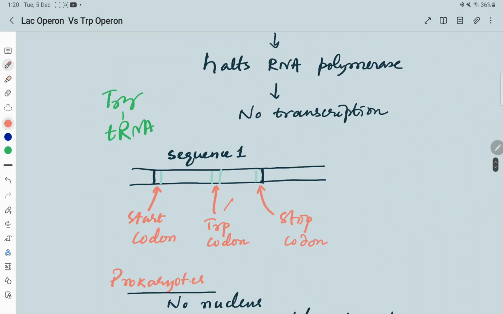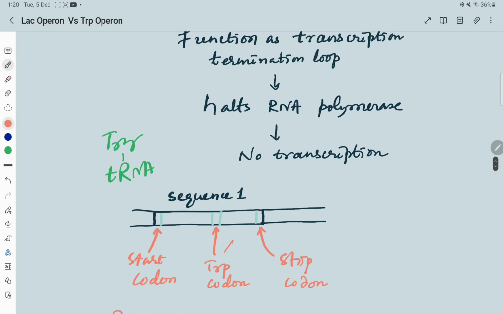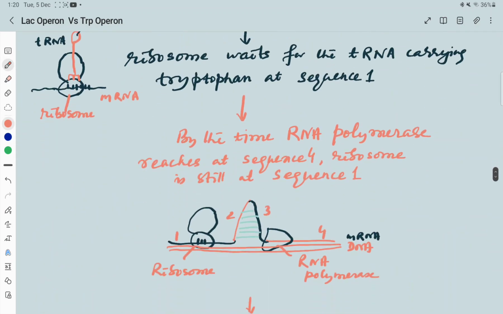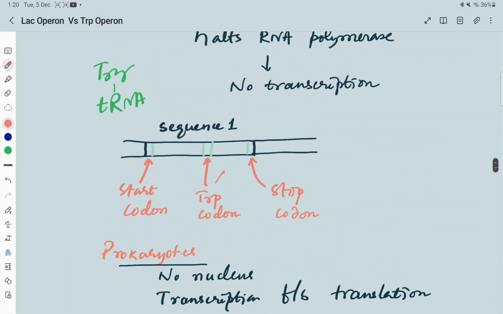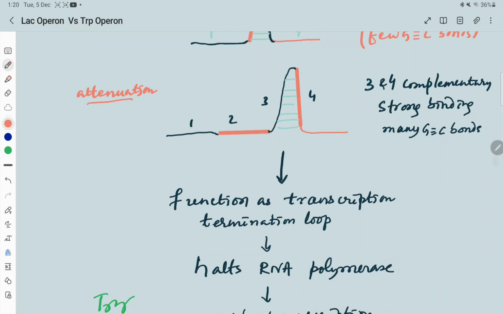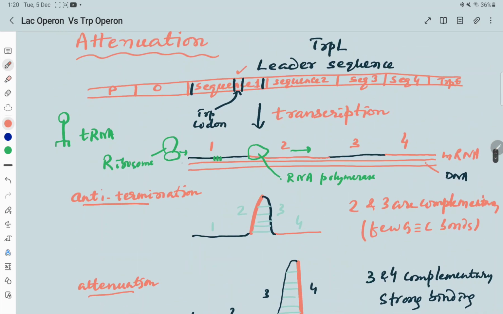So as we know, in prokaryotes there is no nucleus, so transcription and translation, everything happens inside the cytoplasm. Transcription is usually followed by translation. So just after completion of the transcription of the sequence 1, when the RNA polymerase moves towards sequence 2, then the ribosome can bind to the sequence 1, and translation can start.